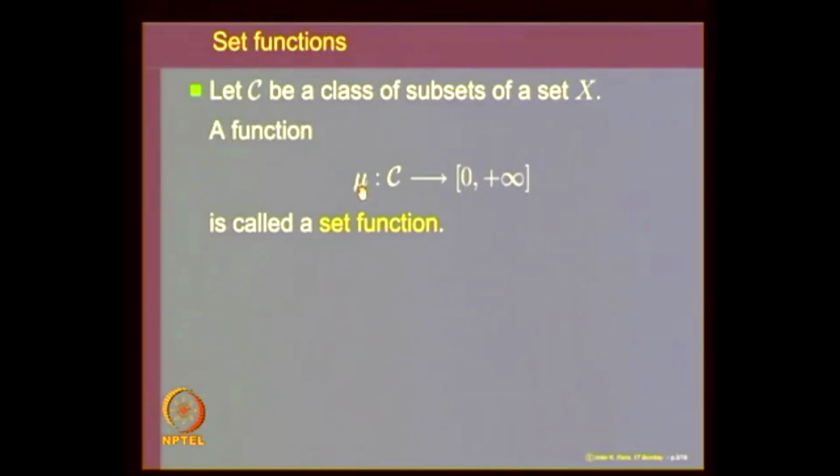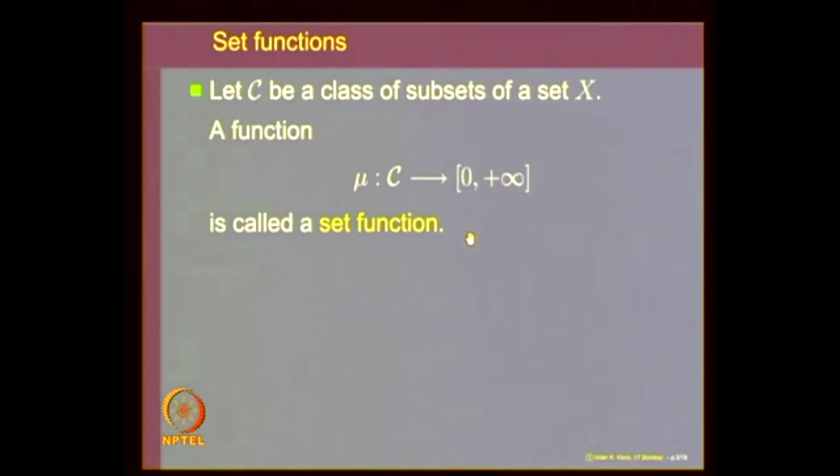So a function mu defined on the class of subsets C of a set X and taking non-negative extended real valued functions. So this interval 0 to plus infinity, both included, denotes the set of all non-negative extended real numbers. So a function mu defined on this collection C of subsets of a set X taking values in non-negative extended real numbers is going to be called a set function. So it is a function whose domain is a collection of sets. That's why it is called a set function.